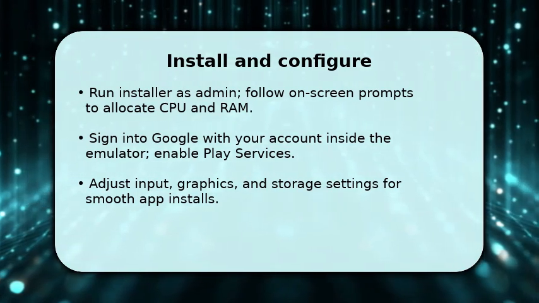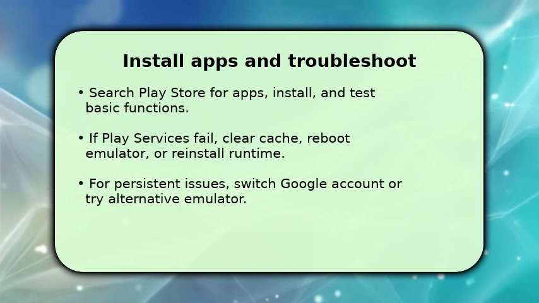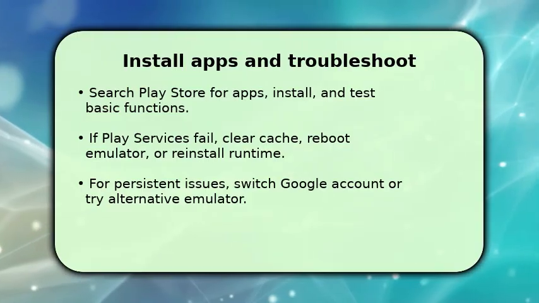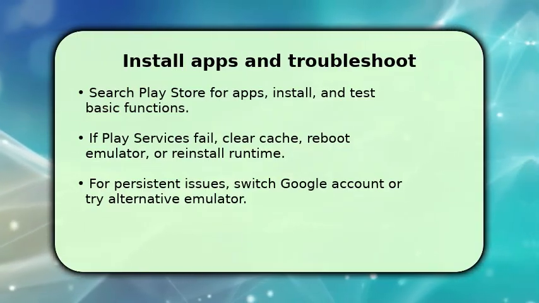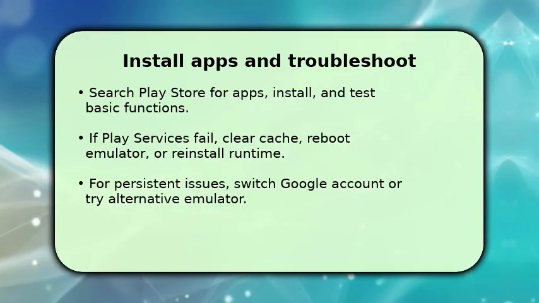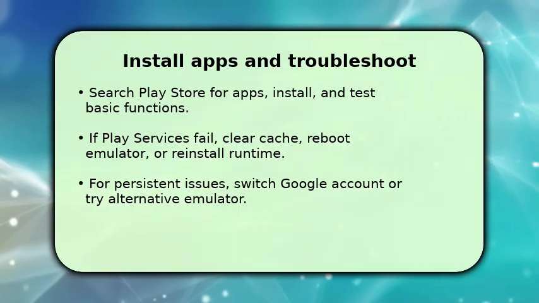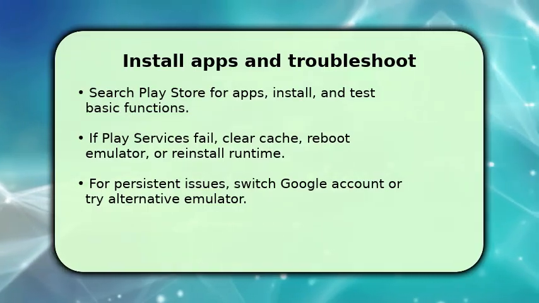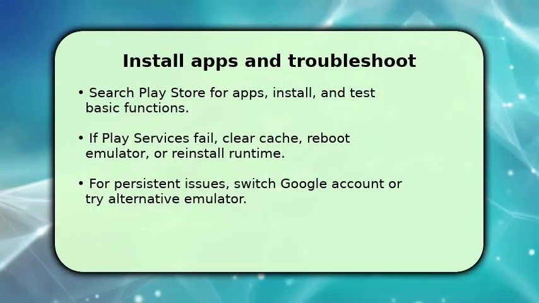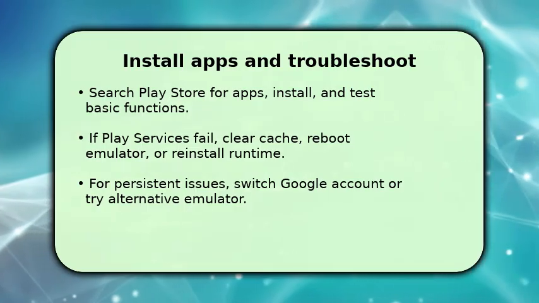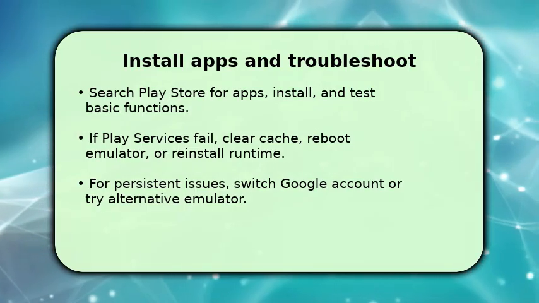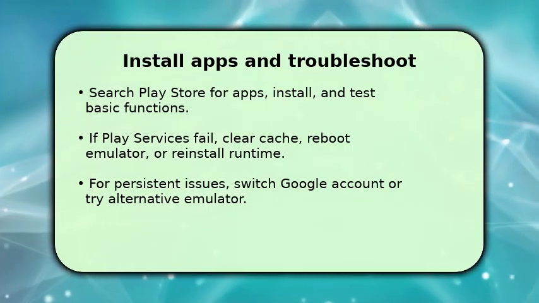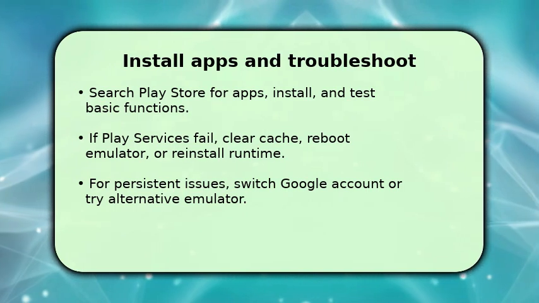You finish by installing and testing apps from Google Play. Search, install, and open each app to confirm Play services integration and permissions. If an app fails or Play services crashes, clear the app cache inside settings, reboot the emulator, and retry. That fixes most problems. If issues persist, sign out and back into your Google account or uninstall and reinstall the runtime. As a last resort, try a different emulator. Switching to Knox or a VM often resolves.